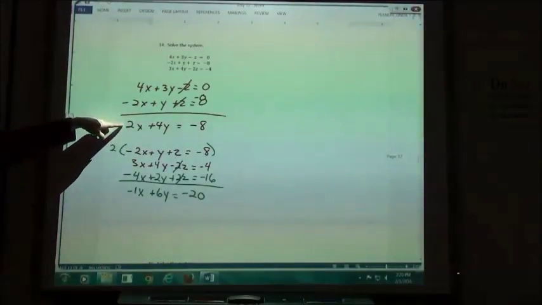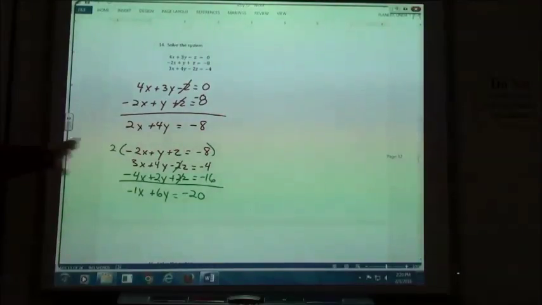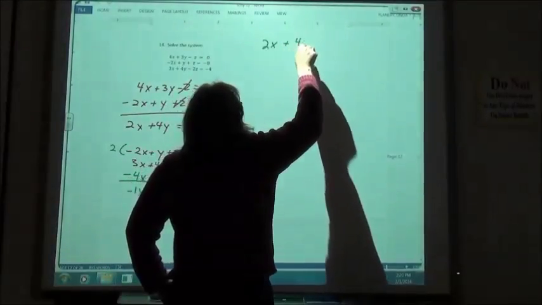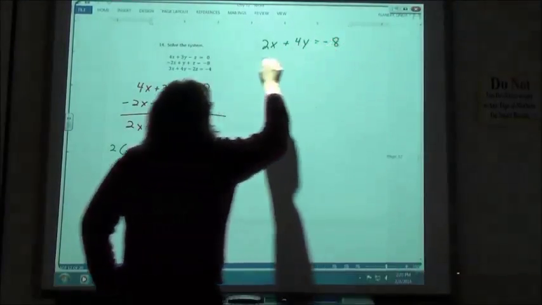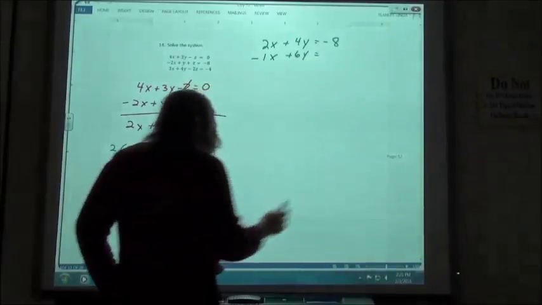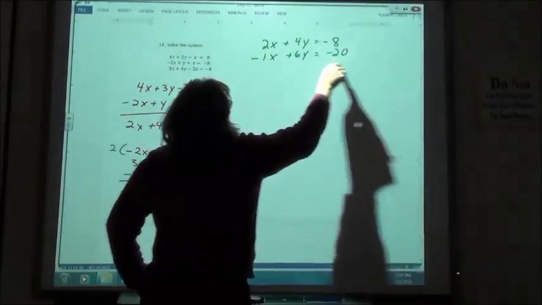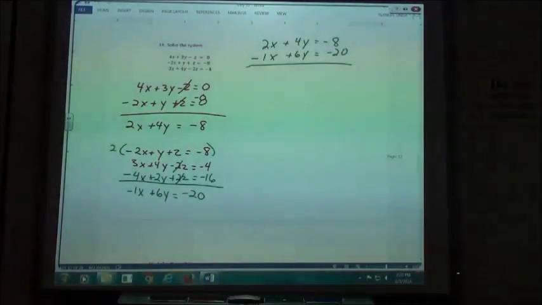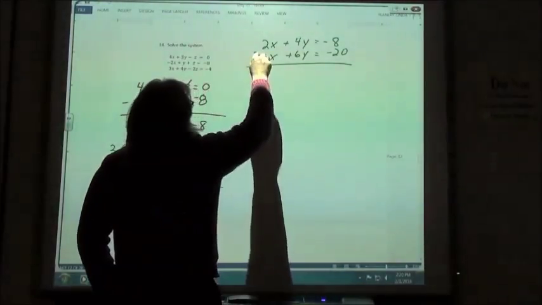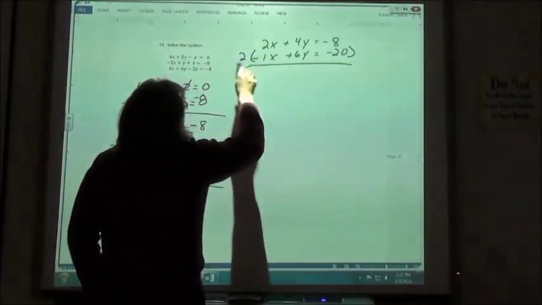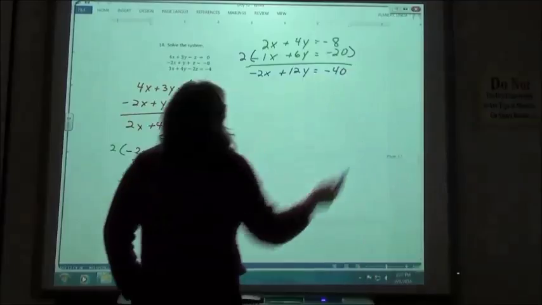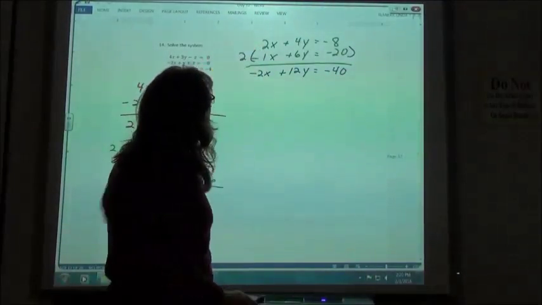So now I'm going to take this answer for my equation and this one, put them together. So 2x plus 4y equals negative 8. Negative 1x plus 6y equals negative 20. Looking at those 2 equations as my systems of equations, I'm going to get rid of the x's. If I get rid of the x's, to make opposites, I just need to multiply the bottom equation times 2. So I would have negative 2x plus 12y equals negative 40. So I'm going to add my top equation plus my new equation.